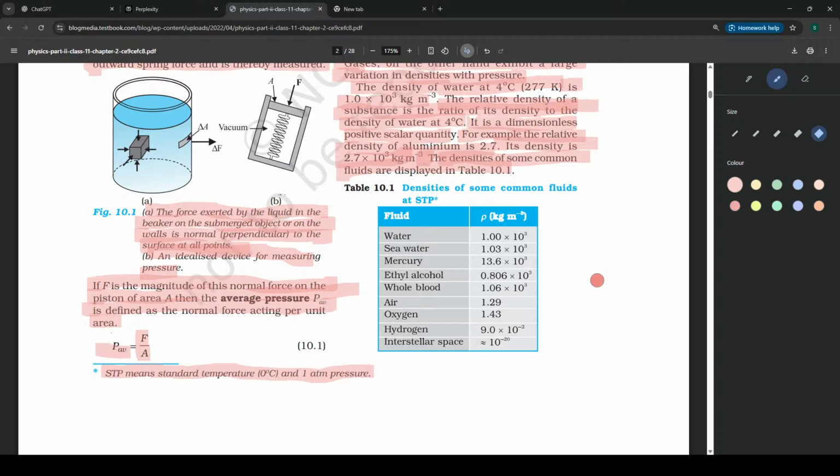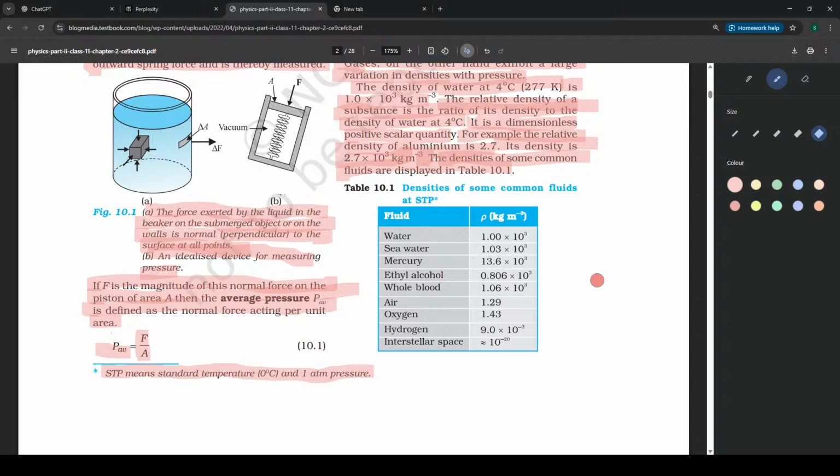mercury 13.6 into 10 power 3, ethyl alcohol 0.806, which is lesser than water. The density of blood is slightly higher than water. Air is very much less compared to water. When water is 10 power 3, air is only in single digits.